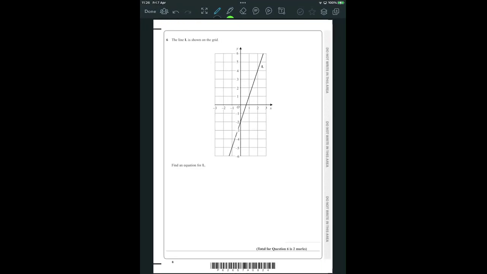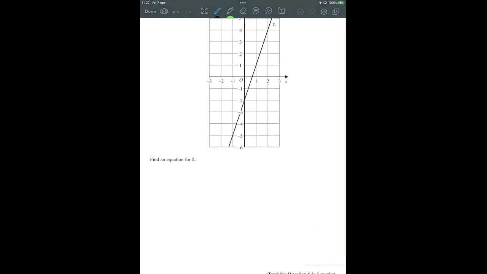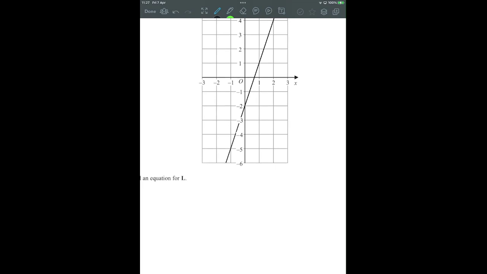Question 6. Find the equation of that line. Equation of a line, y equals mx plus c. We need to know 2 pieces of information. We need to find the plus c, which is fairly easy. That's where we cross the y-axis. So that's my c.